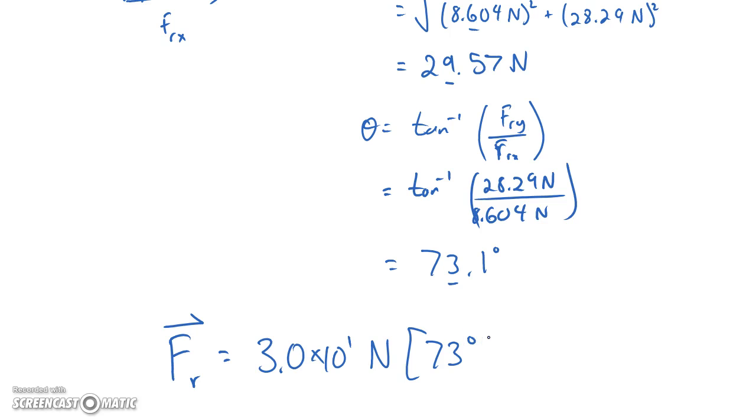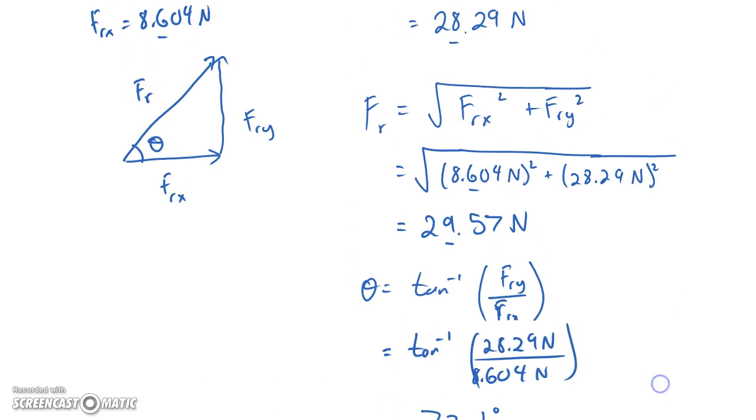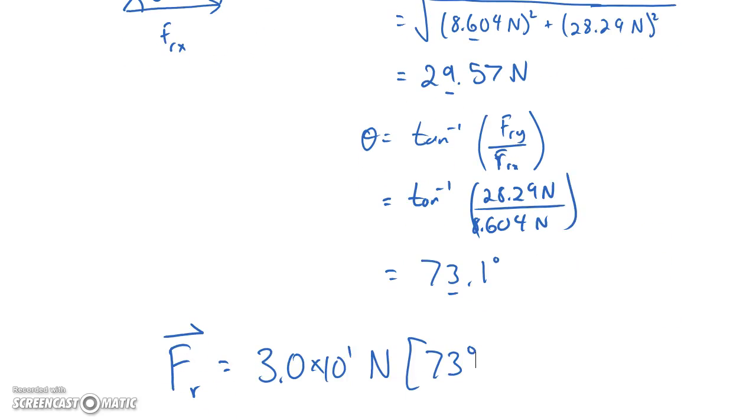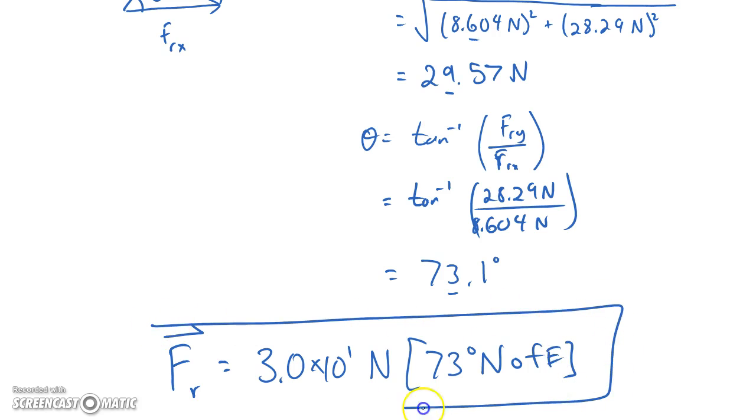Now we got to figure out what our direction is. So let's look at our diagram here. And our angle has gone north of an east vector. So FRx is pointing east, and we've moved north of it. So our angle would be north of east. There we go. That is our final answer to that problem.